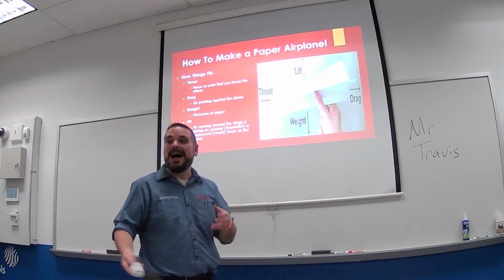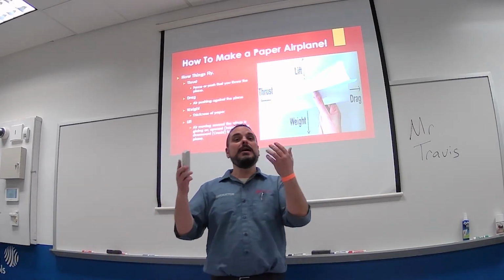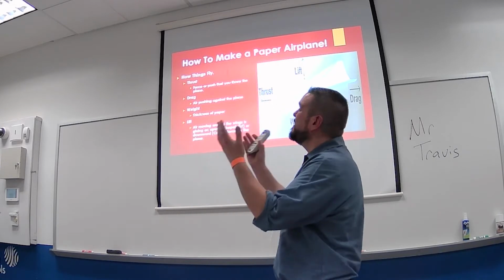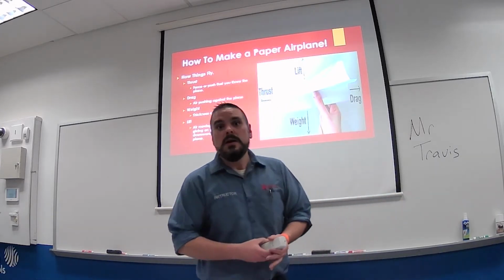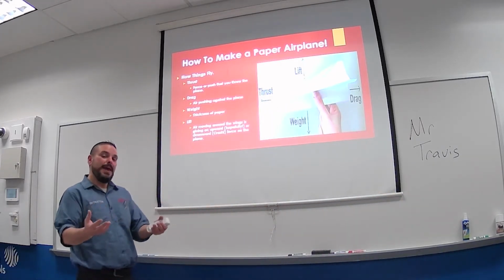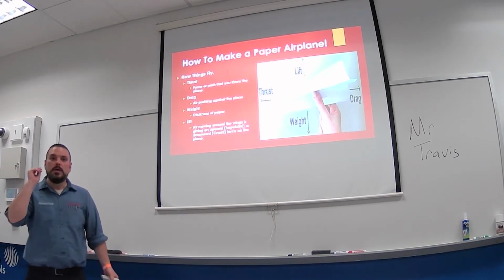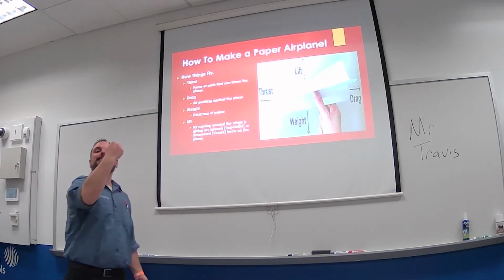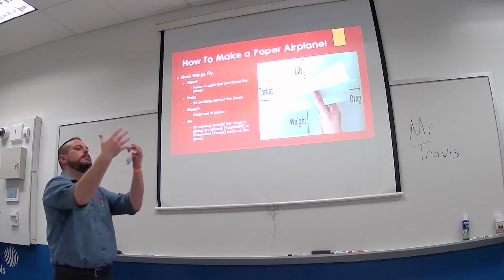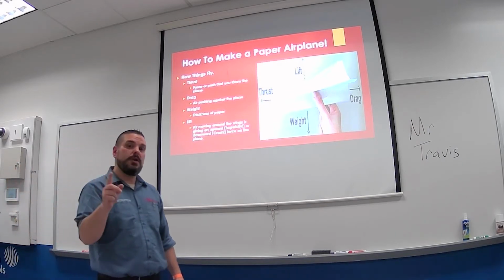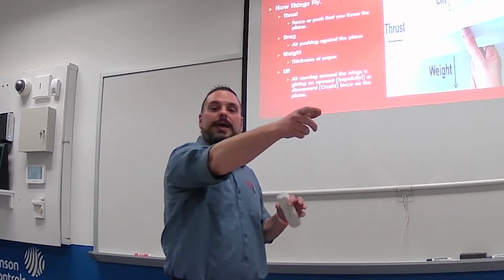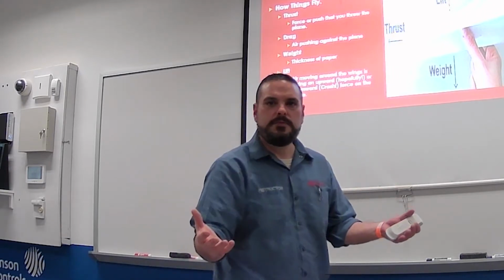How do things fly? How do they get up there? Well, guess what? There's 4 things that actually make it possible. So, when you actually make a paper airplane, ultimately, there's a bunch of different elements that come together to make this happen. First of all, we have thrust. The actual throw from your hand is what is forcing it through the air.